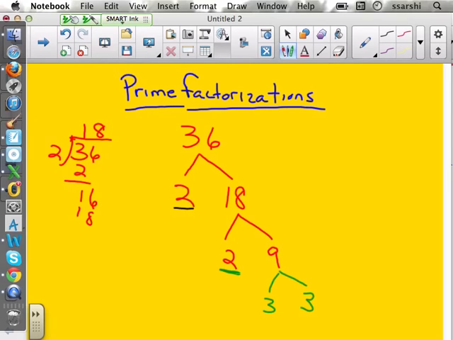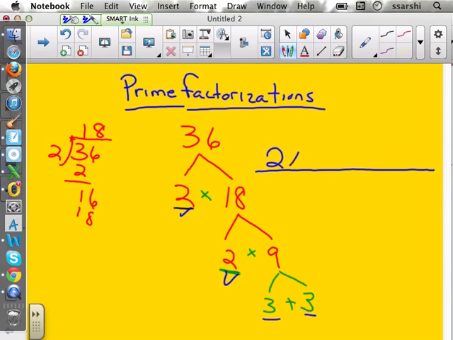So you see that every time we draw branches, these factors can be multiplied together to get the product at the top. So I now look at 3 and say, can I go any further? The factors of 3 are 3 and 1, so I know that's prime and that's prime. So over here, I'm going to write my factorization. I count up how many 2's I have. I have 1, 2, 2 2's.